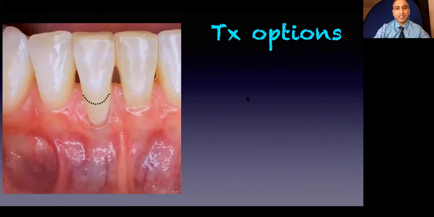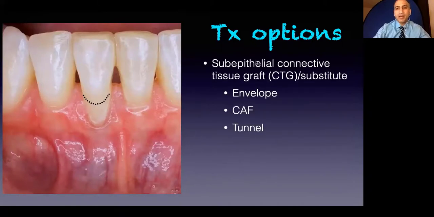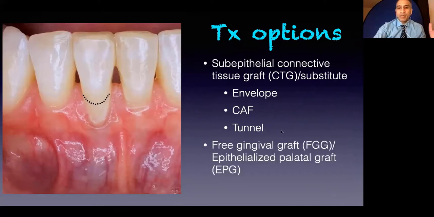So treatment options, getting back to this original case here, would be subepithelial connective tissue grafting, or CTG for short, or a substitute, like a dermal matrix. And typically the flap approaches that we employ are either an envelope flap, a coronally advanced flap, or a tunnel approach. We can also use a free gingival graft or an epithelialized palatal graft, same thing. Or there's no treatment, which is also an option. But the patient wasn't there to see me because she didn't want any treatment. She wanted to have this addressed definitively.